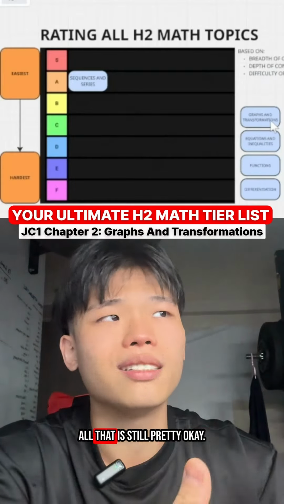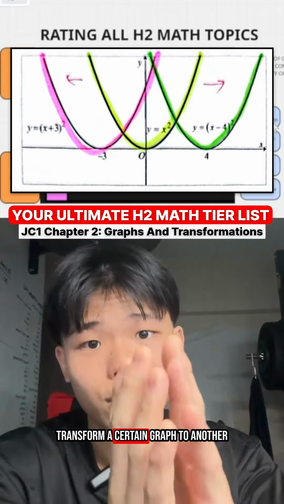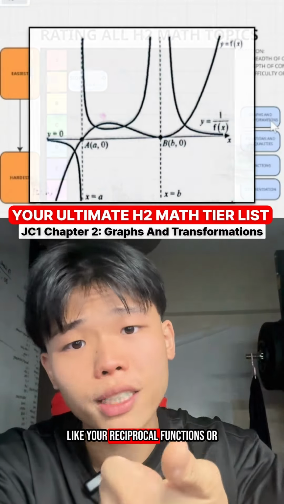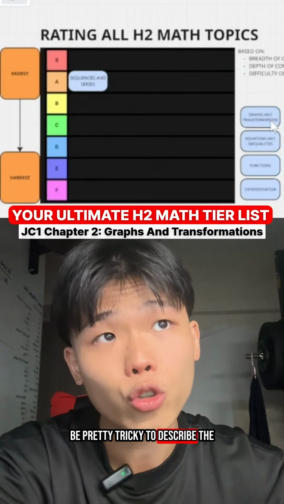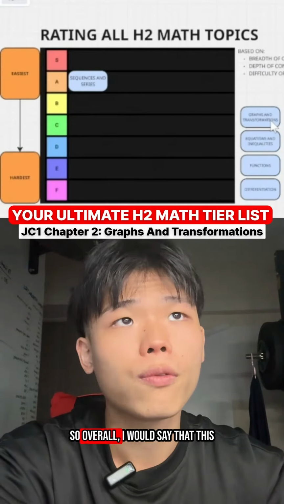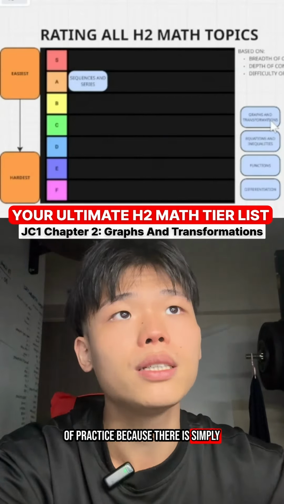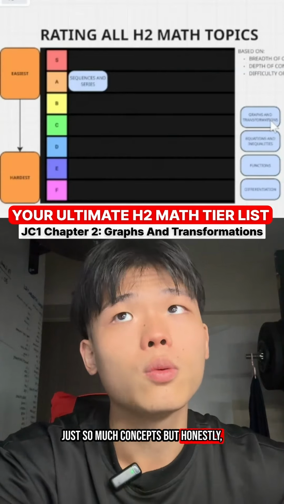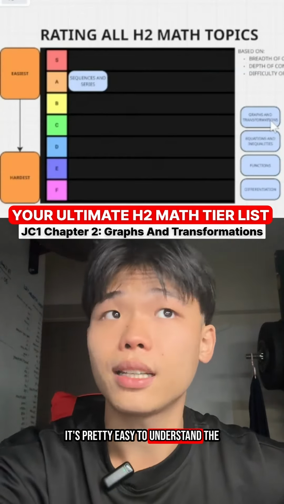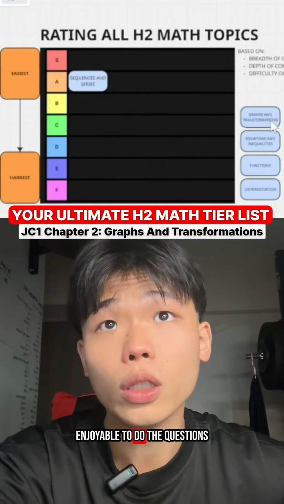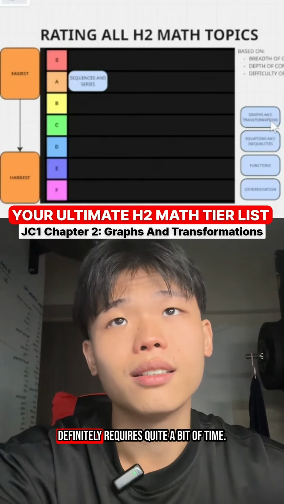So sketching of the graph and all that is still pretty okay. But when it comes to the transformation part, how you actually want to transform a certain graph to another type of graph, and even things like your reciprocal functions or your derivative functions, it can be pretty tricky to describe the transformation or even to sketch it. So overall, I would say that this chapter requires a lot of volume of practice because there is simply just so much concepts. But honestly, once you have the volume, the depth is not really that much. It's pretty easy to understand the concepts, and it's actually quite enjoyable to do the questions once you get the hang of it. So the variation is not a lot, but definitely requires quite a bit of time.